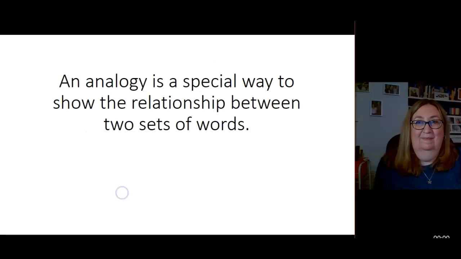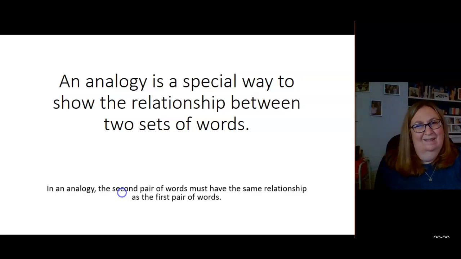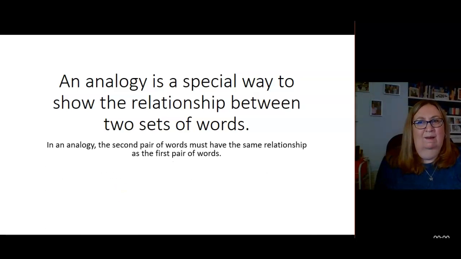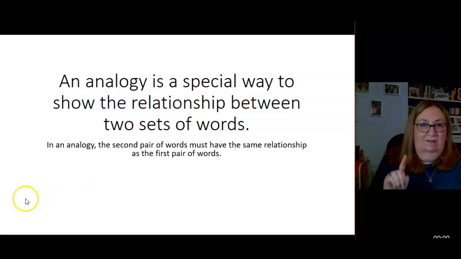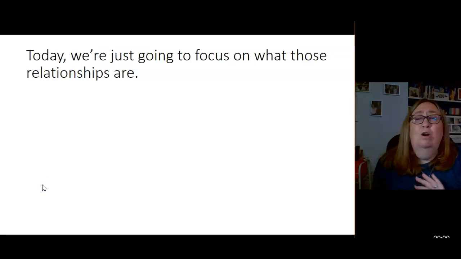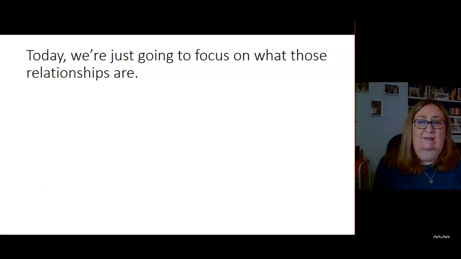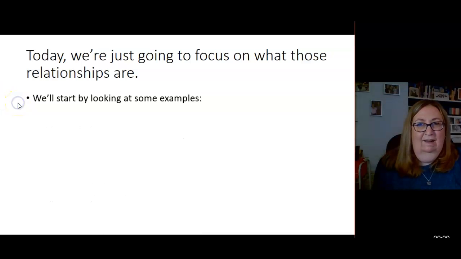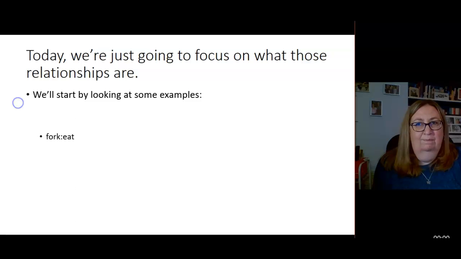I hope. So an analogy is a special way to show the relationship between two sets of words. I know that sounds confusing. In an analogy, your second pair of words has to have the same relationship as your first pair of words. I can feel some of you glazing over. You're done listening. Don't give up. This is just the beginning definition. I'm going to walk you through this. Today, all we're going to focus on is what the relationship is between those words. So we're actually doing the big thinking part, but we're not having to create analogies of our own today. Let's just start by looking at some examples.